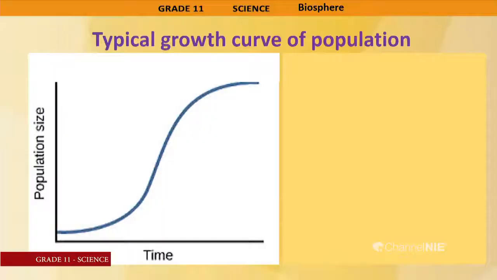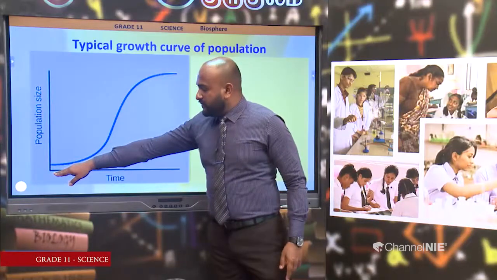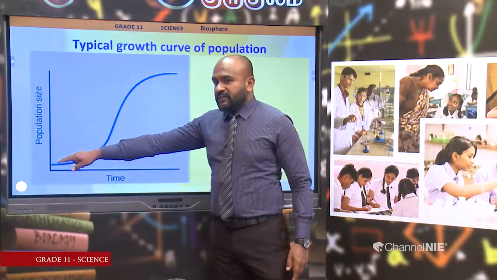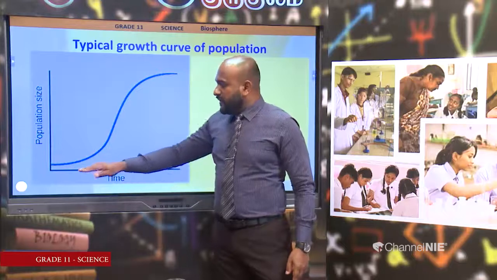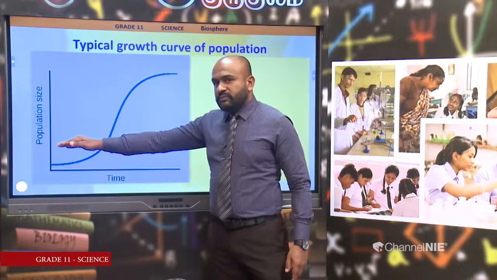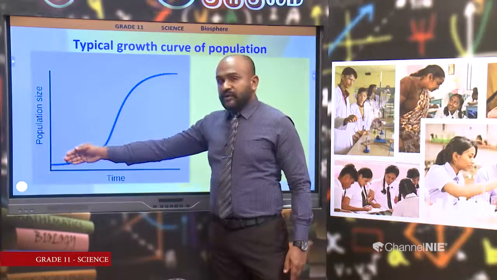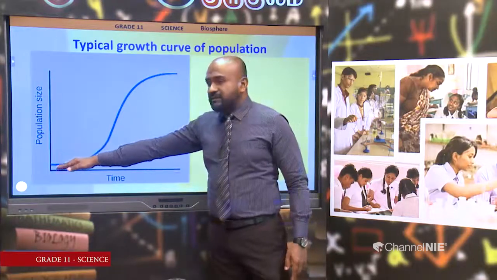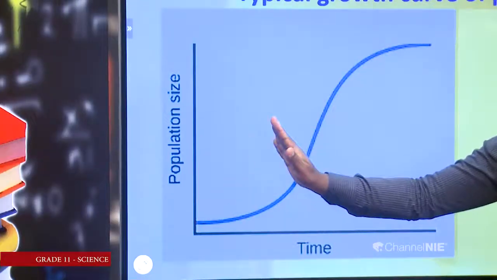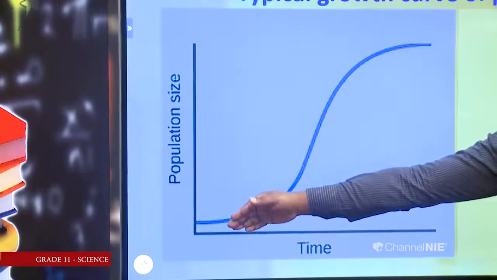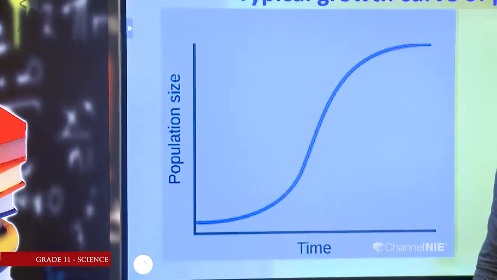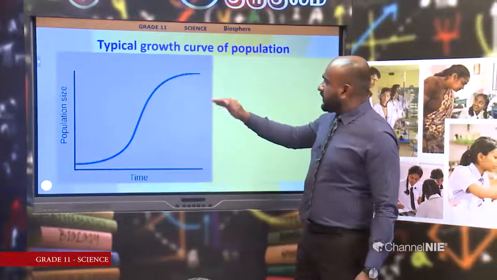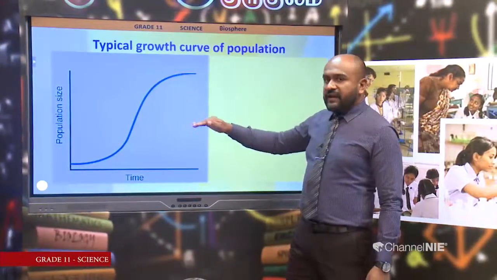I think you all can see the shape of the graph, and remember one thing: if you are asked to draw this graph in the exam, you do not start from 0. That is one of the mistakes that most students make, because organisms should be there to reproduce. So, we do not start this graph from 0. That is one important thing you need to remember if you are asked to draw this graph in the exam.